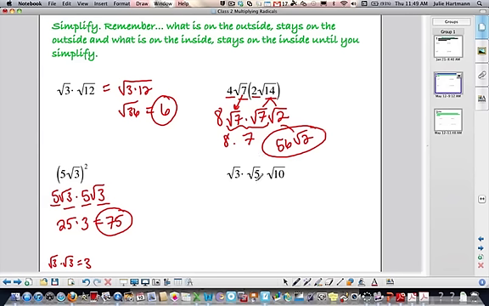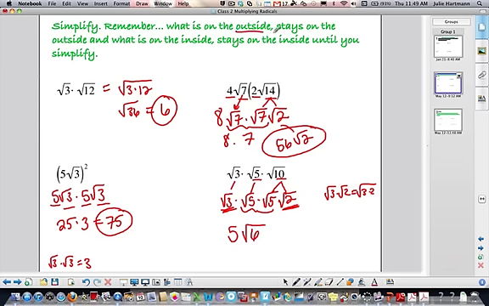Next one, root 3 times root 5 times root 10. You can multiply everything there. You can also think, okay, I have a 5. I know that 5 goes into 10. So let's bring down the root 3, bring down the root 5, and then 10, let's split 10 to 5 times 2. So root 5 times root 2. What is root 5 times root 5? 5. And then root 3 times root 2, right? Root 3 times root 2 is root 3 times 2, which is root 6. Okay. And that's how you simplify.